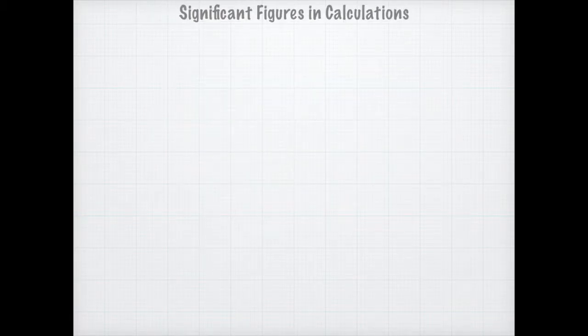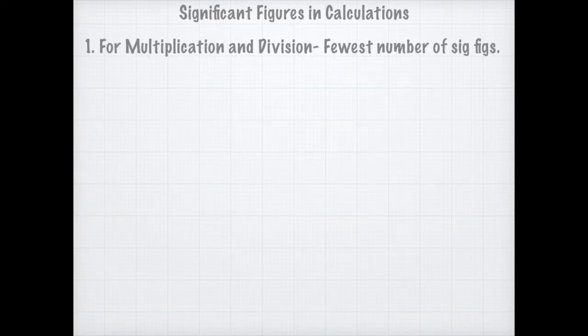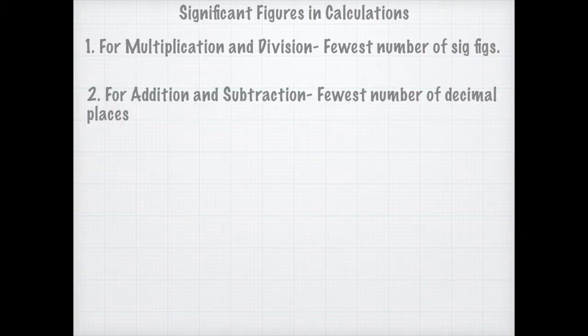The next thing that I need to talk about is significant figures and calculations. So for multiplication and division, what you're going to do is find the value that you multiply or divide by that has the fewest number of significant figures, and your final answer will have that number of significant figures. For addition and subtraction, instead of number of significant figures, it's going to be the fewest number of decimal places. So whichever value has the fewest number of decimal places, that's the number of decimal places your final answer will have.